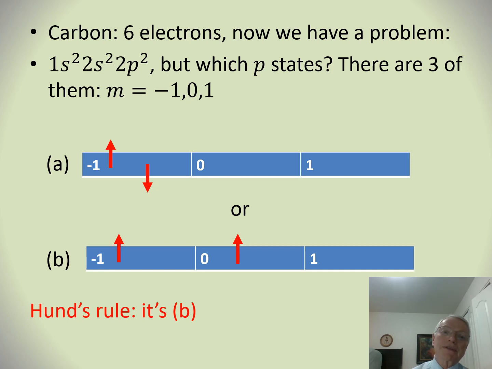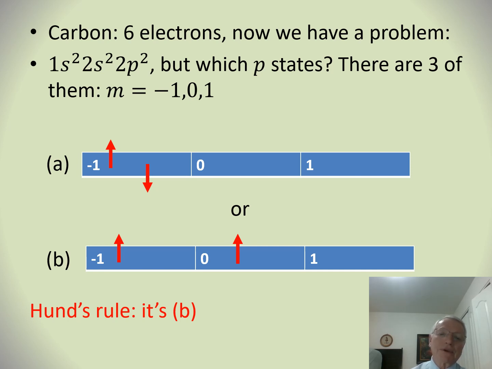You could put the second electron in the same m, say it's -1, and just have it point the opposite way. We say 1 is up and 1 is down. Or you could put it in the next one up. You could have an electron in the -1 state, and you could have an electron in the 0 state. Which is it? Well, a German guy named Hund figured this out, and it's B.